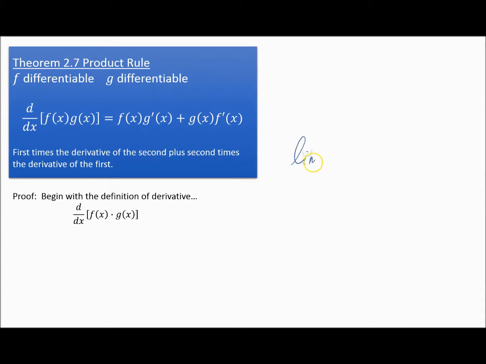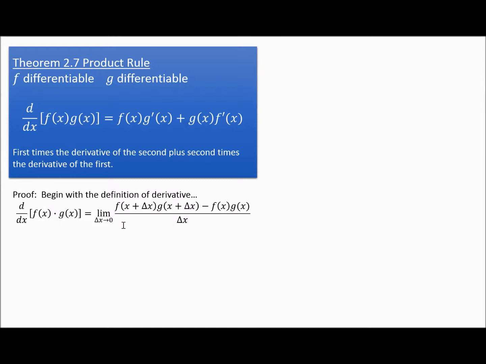Remember, the limit as delta x approaches 0 of f of x plus delta x minus f of x, divided by delta x. Now what is our function this time? Well, our function is f of x times g of x. So when I plug that in, it looks like this. Right? So I have f of x plus delta x times g of x plus delta x minus my original function f of x times g of x over delta x.